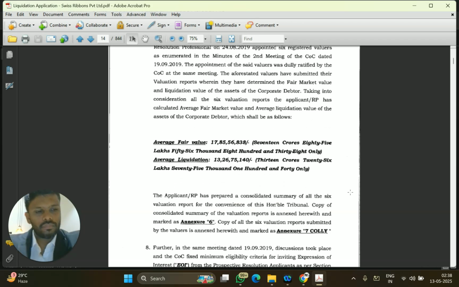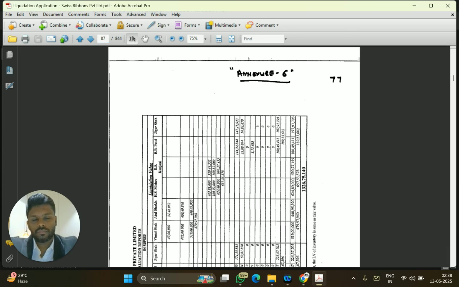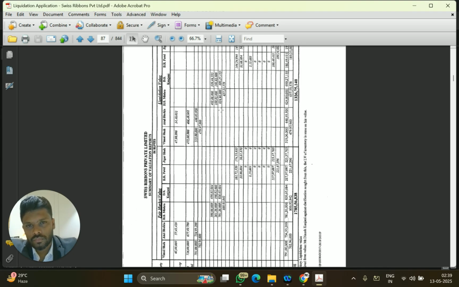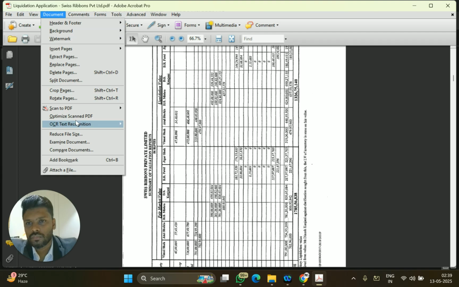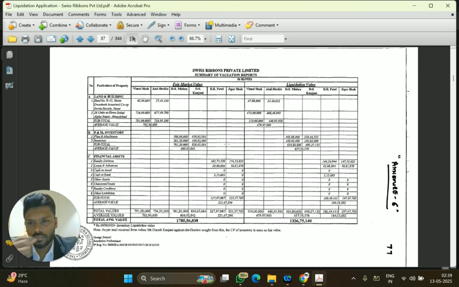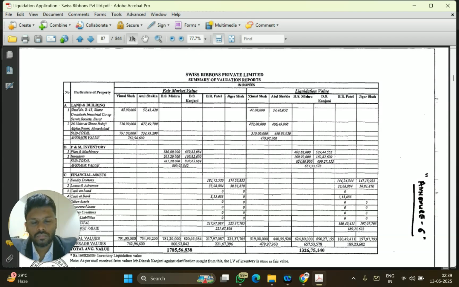So let me, while I'm discussing this point itself, show how the average value is computed. So point number... I hope the screen is visible to you guys.